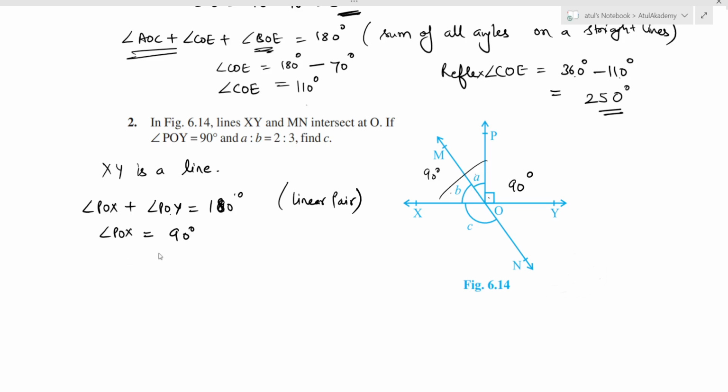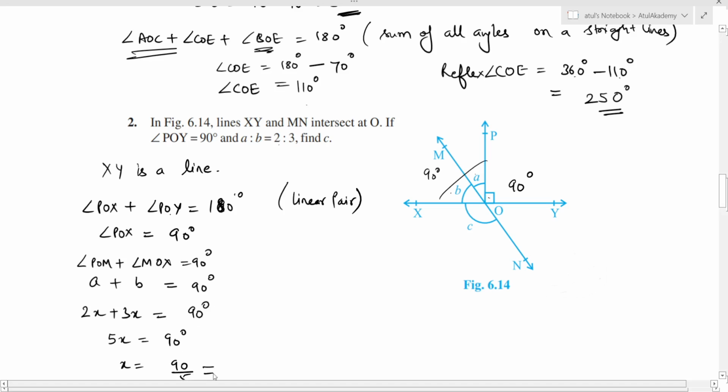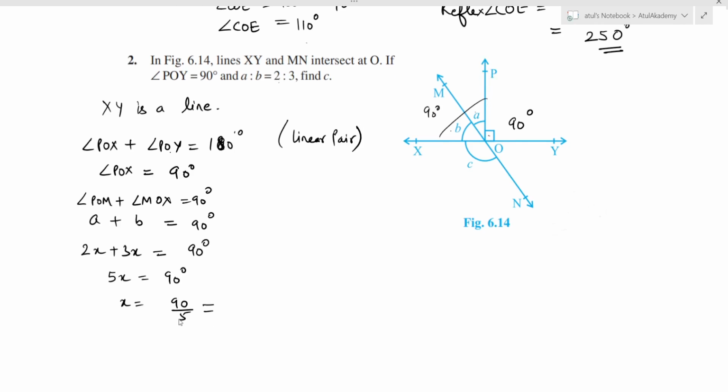Now what is this POX? POX is basically POM plus MOX. What's that? A and B. Am I right or wrong? That's A and B. But A and B are given as the ratio 2 to 3. So I'll say A is 2x, B is 3x. Fine. So 5x is 90 degrees. So x comes out to be 90 by 5. How much is 90 by 5? You divide. 5 ones are 5, 4 goes over 18. x comes out to be 18.